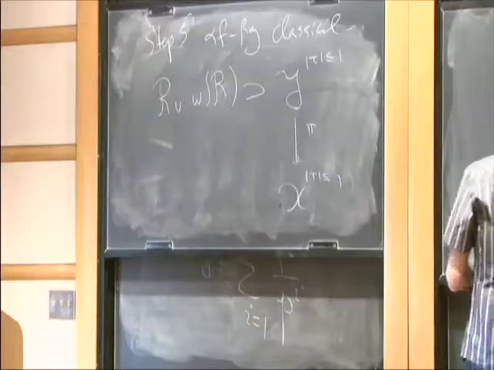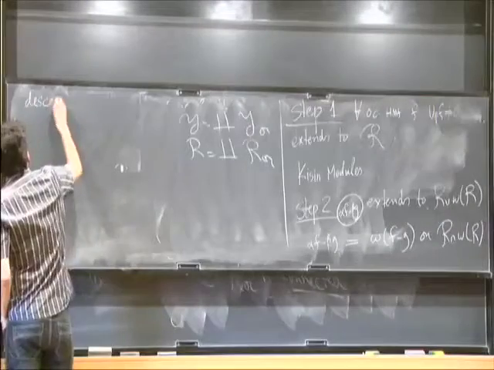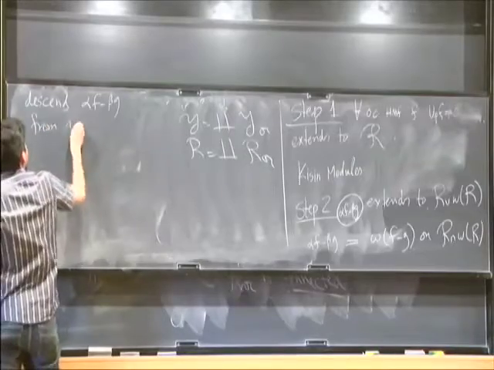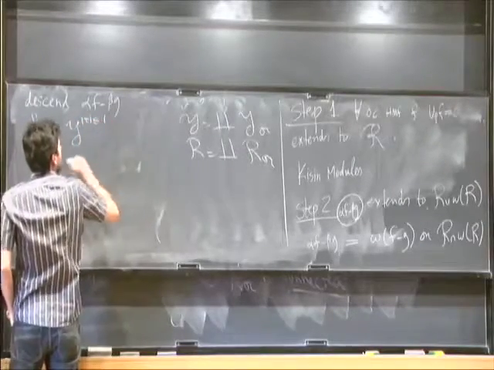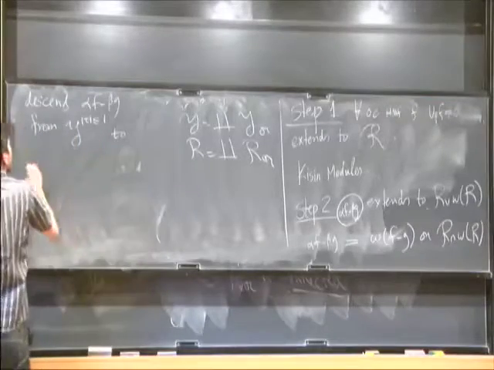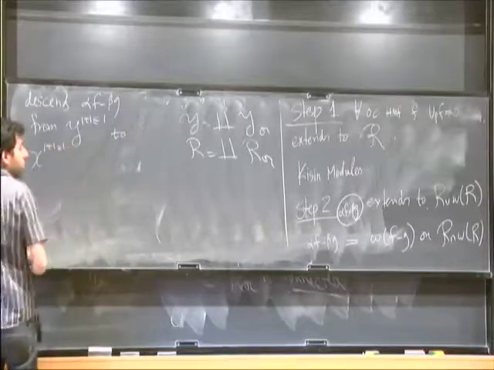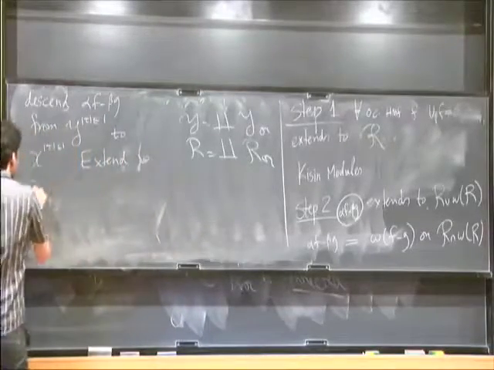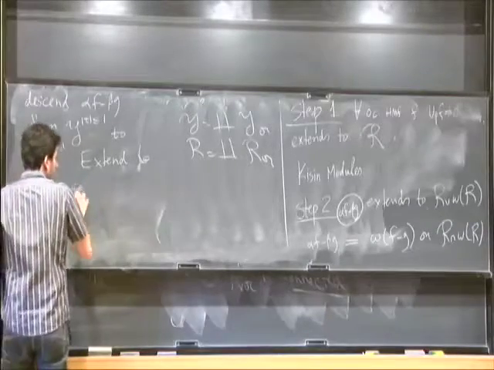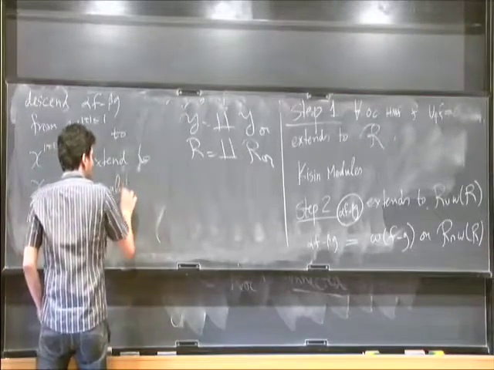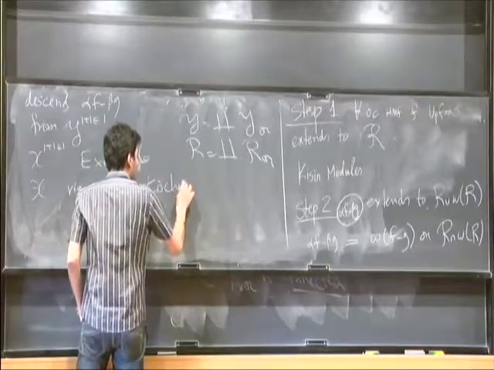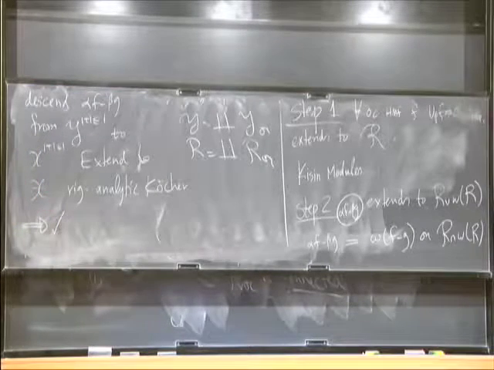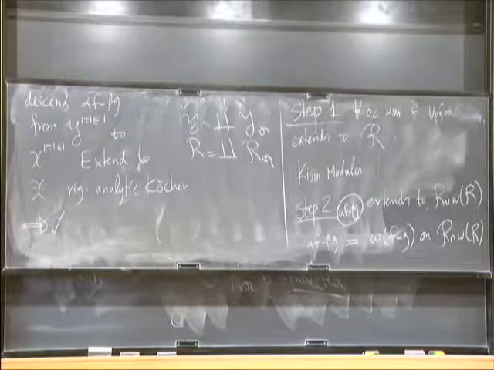So basically, I just write: descend alpha f minus beta g from y tau less than or equal to 1 to x tau less than or equal to 1. Extend to x using a rigid analytic, what I call a Kosher principle. And that's it, because we have proven that our thing is classical of level prime to p.